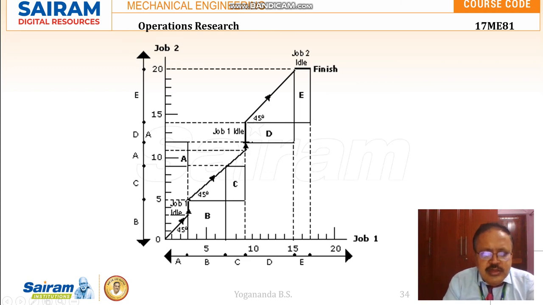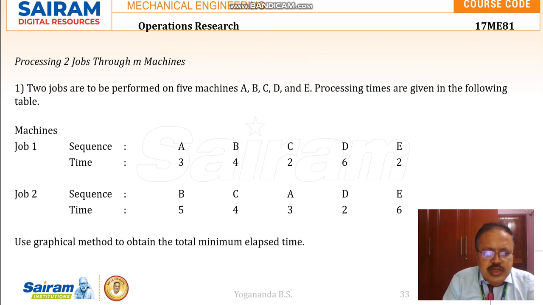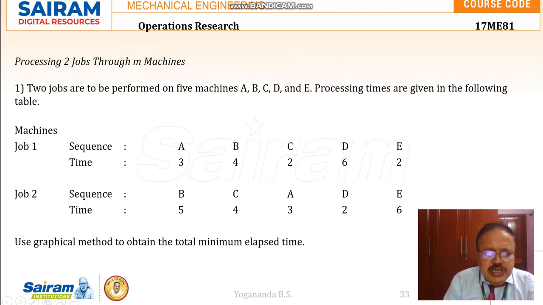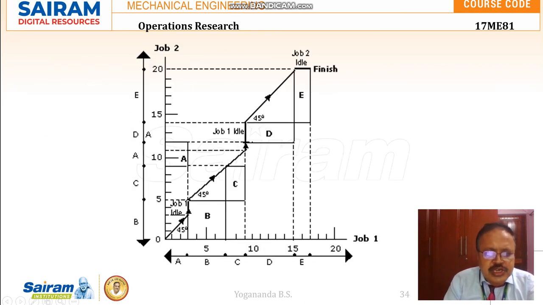Coming to the y-axis now. The sequence is first it will get processed on machine B for 5 hours. So on the 5th division, I am marking a thin horizontal line, which is processed on machine B here. Then it will enter machine C. So 5 plus 4 is 9. So on the 9th division, drawing one horizontal line here, occupied on machine C.